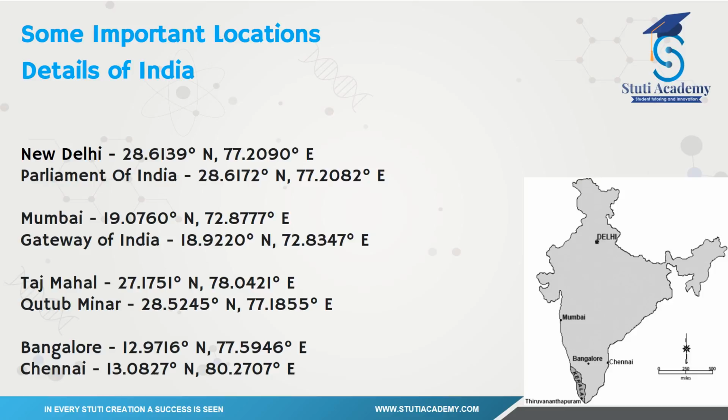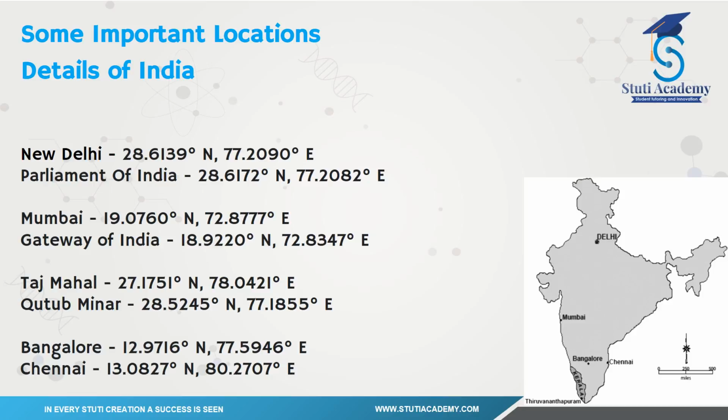Now students, we will discuss some important locations of India. New Delhi, the capital city of India, lies at 28.613 degrees north, 77.2090 degrees east. Parliament of India, 28.6172 degrees north, 77.2082 degrees east. Mumbai, 19.0760 degrees north, 72.8777 degrees east. Gateway of India, 18.9220 degrees north, 72.8347 degrees east.